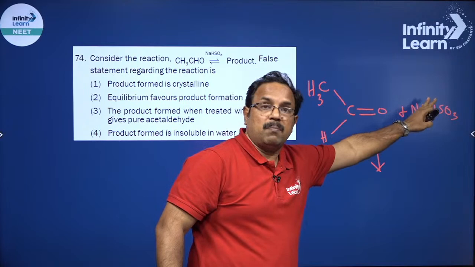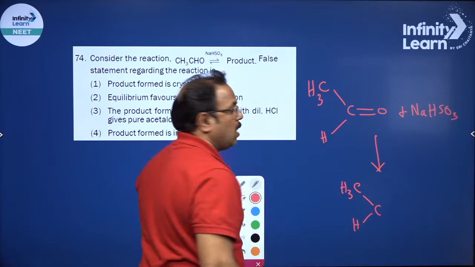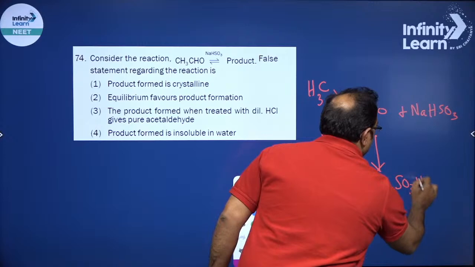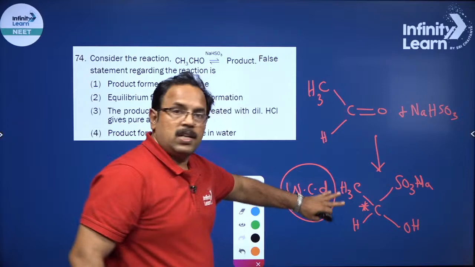Now what happens here? You have an addition reaction occurring here. This is CH3. From sp2 it becomes sp3. You are getting SO3H, this is SO3Na, and this is OH. You are getting optical activity also. This is a white crystalline derivative. This is a crystalline salt form.